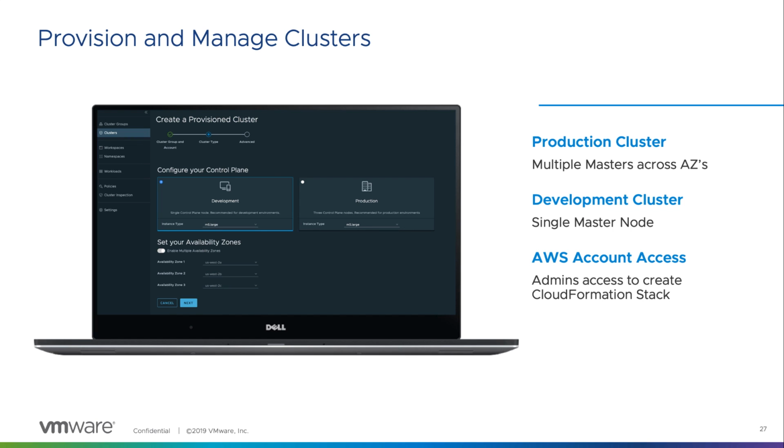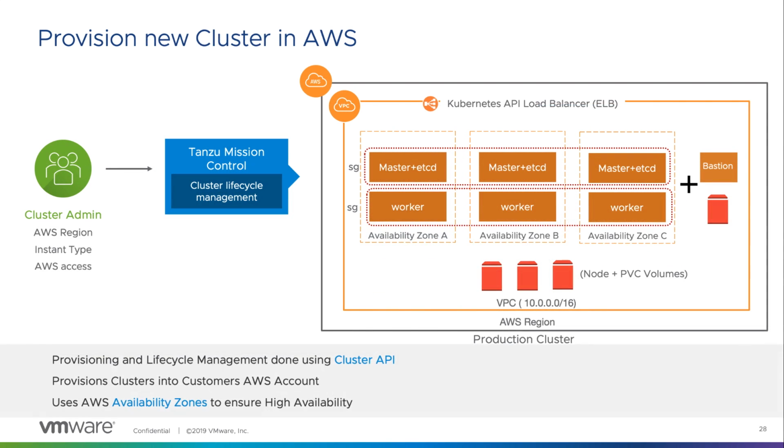We essentially require AWS account access, so for admins, there's a workflow described in the documentation to deploy a CloudFormation stack that TMC will utilize to create the infrastructure required to provision clusters to the VPC or the region in AWS. This is a sample diagram of what a multi-master or multi-control plane deployment would look like in an AWS region spread across multiple availability zones.